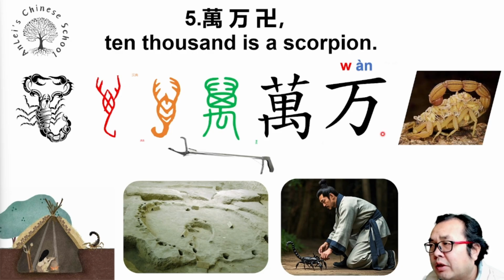So ancient Chinese used a scorpion as 10,000. Wan. Sounds like English number 1. We take a look at the small script. The bottom part is just like a tool for capturing the scorpion, or you can imagine it's like a man crouching down after the scorpion.